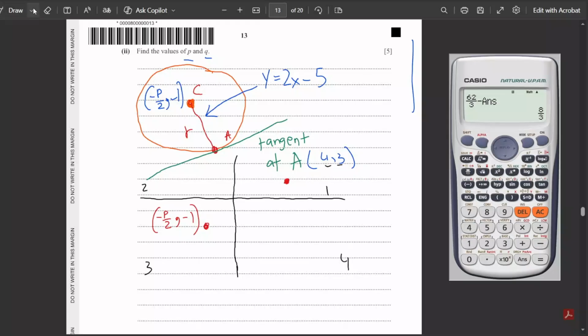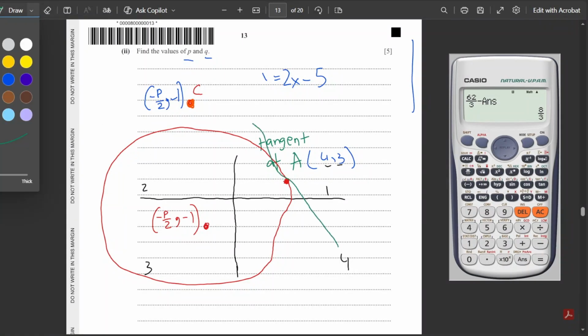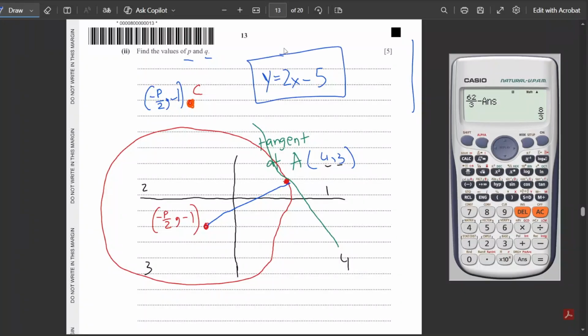And then what I can do is join these to look like a circle. Let me just make some room over here. So I join these to make a circle. And then basically here is where the tangent line is at. Boom. And then the normal, or the radius, is going to be basically this line right over here. This is the normal line, which has the equation y equals 2x minus 5.